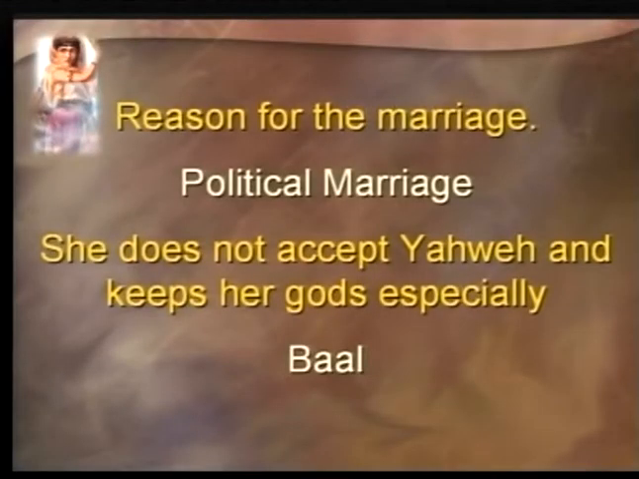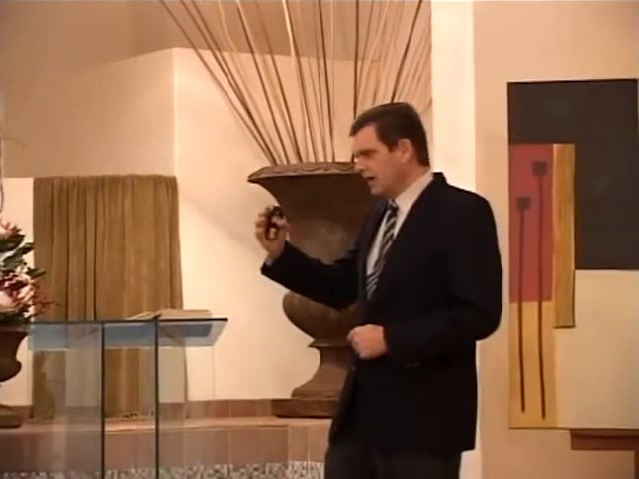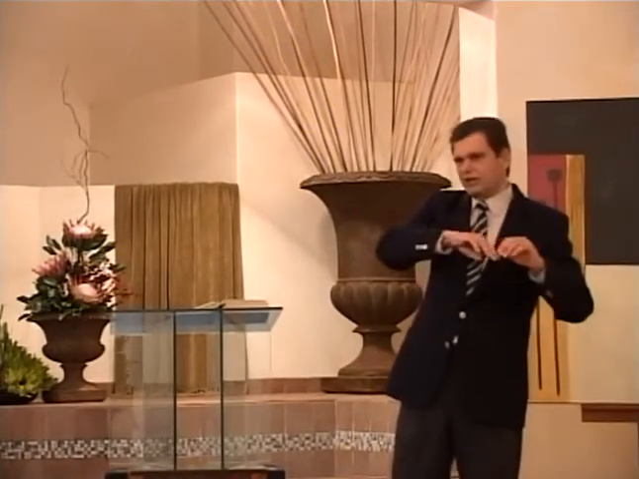The reason for her marriage? Well, it was a very political marriage. You see, she does not accept the Jewish God, Yahweh, and she hangs on to her other gods. The whole reason for the marriage between this heathen queen and the king of the Jews was basically 2 purposes. One, it was for trading routes, one that ran east-west, and also one that ran north-south.